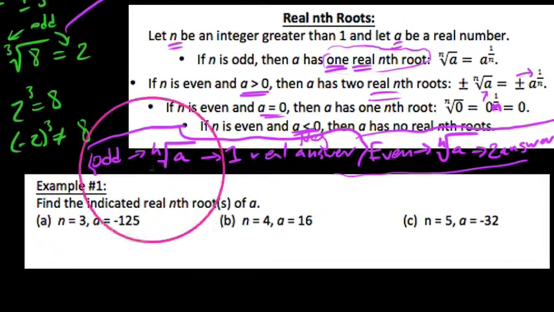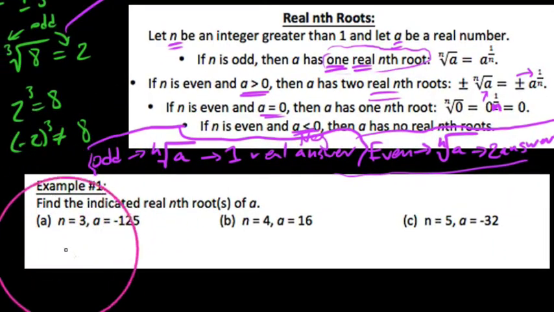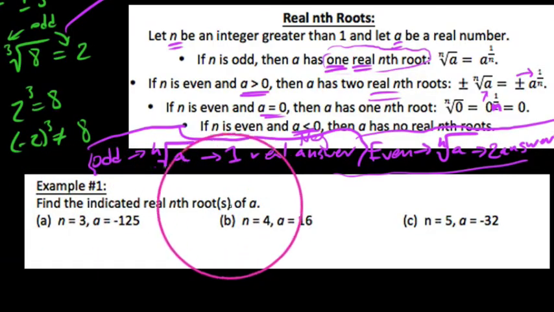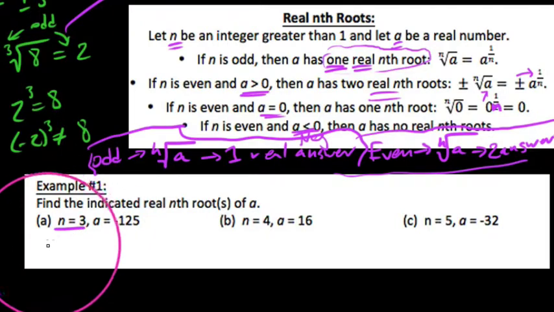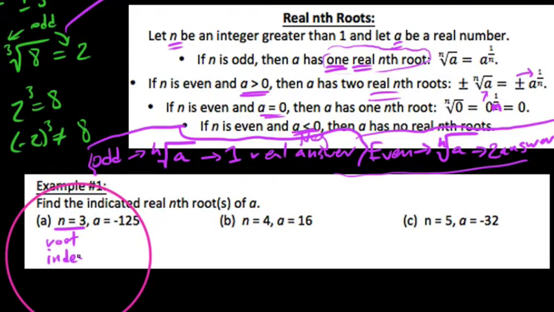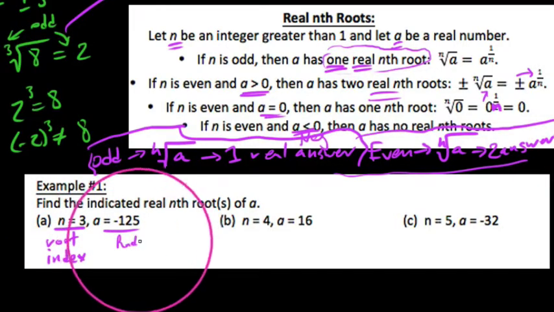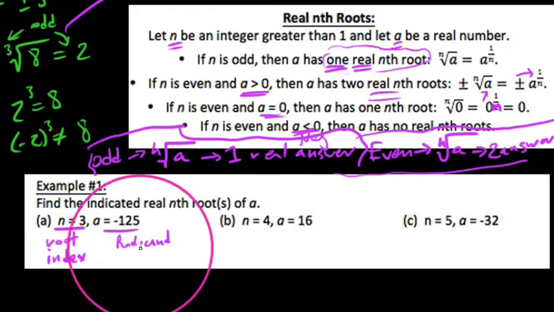So what I want to do is find these indicated roots down here, and start by identifying a few things. We say find the indicated real nth root of a. What we're saying here is that this is our root. And when we write this in radical notation, we say this is our index, okay? And this is our radicand, okay? When we write it as exponential notation, we say it's also the base.